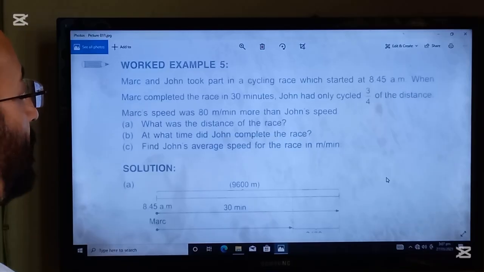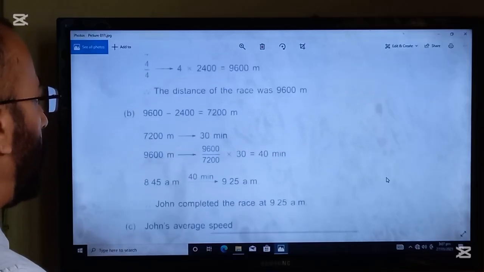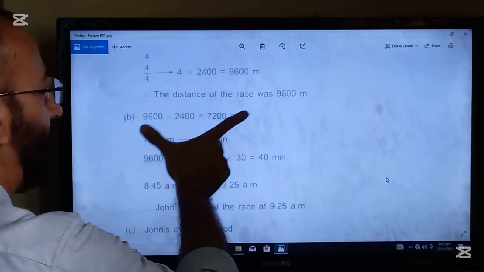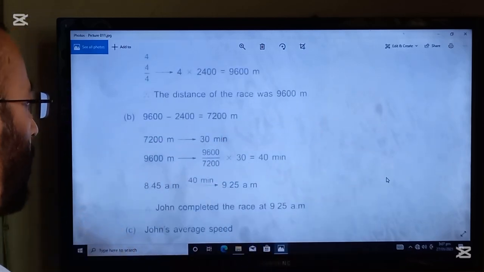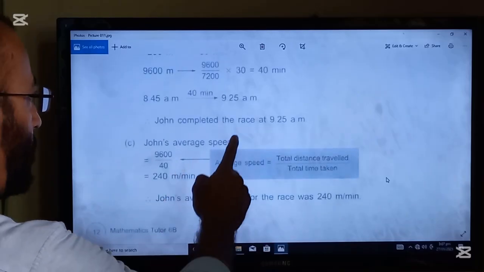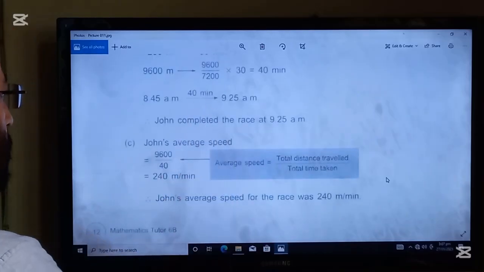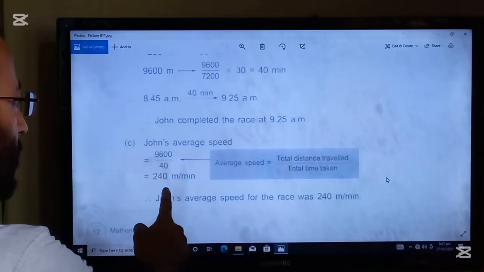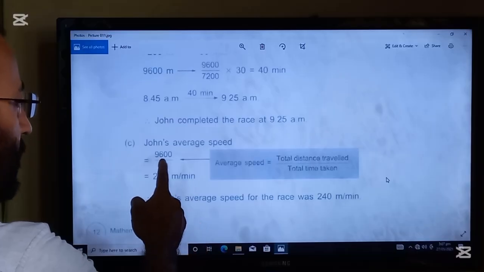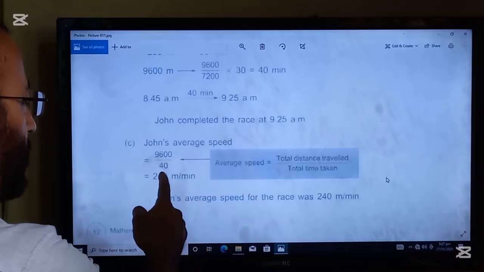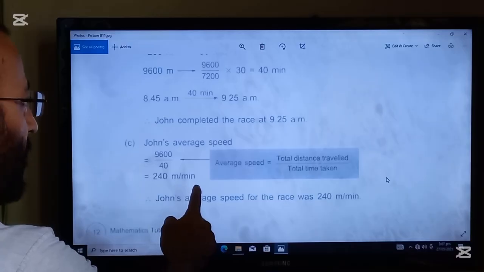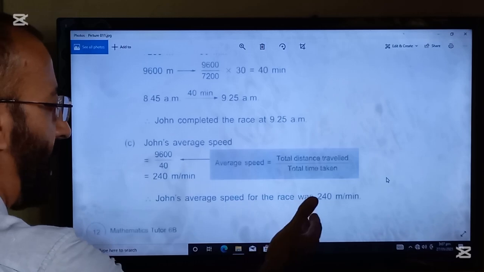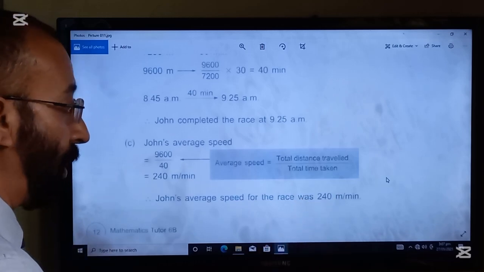Okay, John's speed is, now look, the total distance is here, that is 9600 meters. So this is the total distance of the journey, and John is taking 40 minutes to complete the journey. So 9600 over 40. After cancellation, you will get an answer, and the unit will be meters per minute, because 9600 is in meters and 40 is in minutes. This is the formula which we have used. So John's average speed for the race was 240 meters per minute.